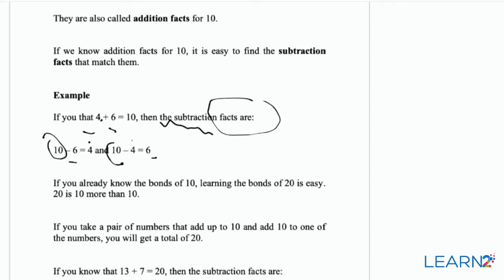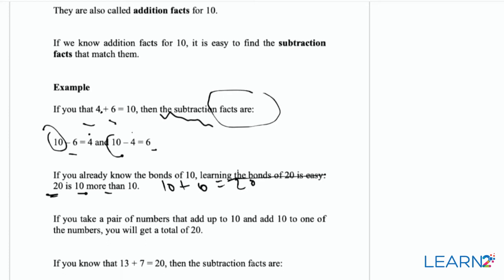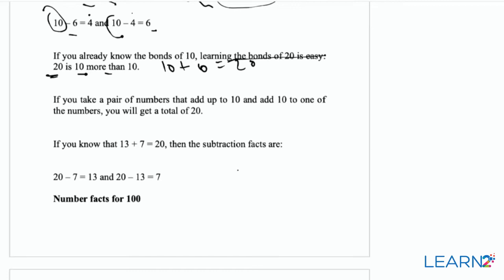So if you already know the bonds of 10, you can go and learn bonds of 20. What is 20? 20 is 10 more than 10. In other words, 10 plus 10 gives you 20. So can we do a few examples that make up 20? We know that 13 plus 7 will give us 20. What would be the subtraction facts of 20? Well, if you start with 20 and you subtract 7, you're going to get 13. Or if you start with 20 and you subtract 13, you must get 7.